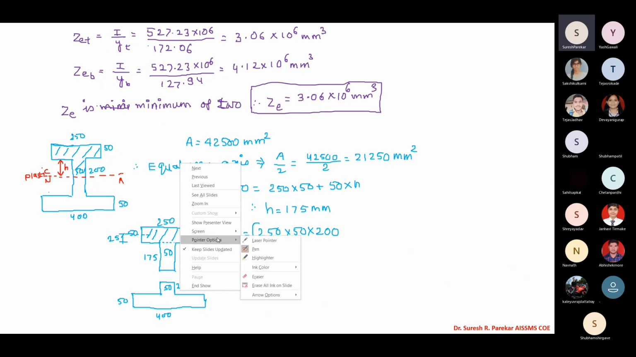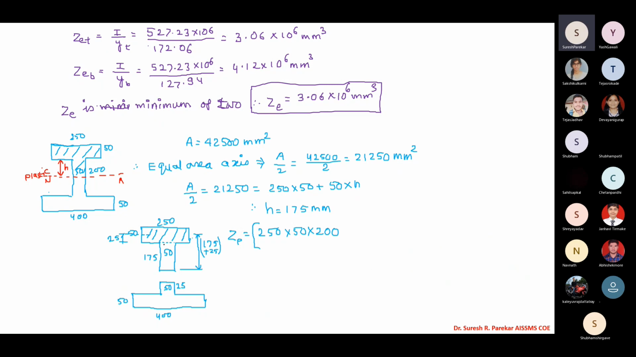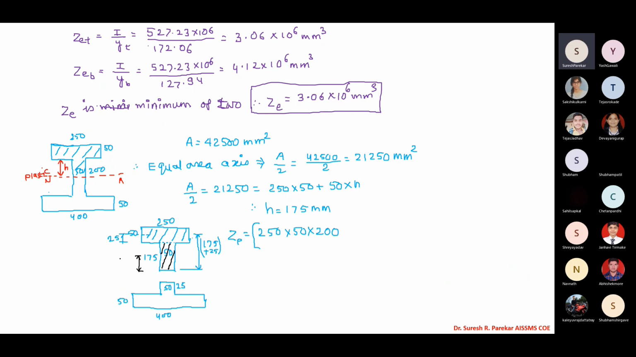Now we have second part. I will change the color. We have second part is this. Now centroid of this from neutral axis, so it is directly one side as neutral axis. So 175 by 2. I will take same color over there, plus 175 into 50 into 175 by 2. These all are on compression side. Now plus.